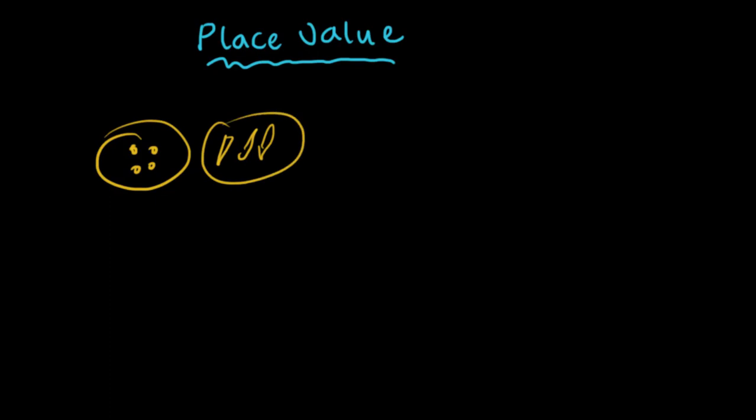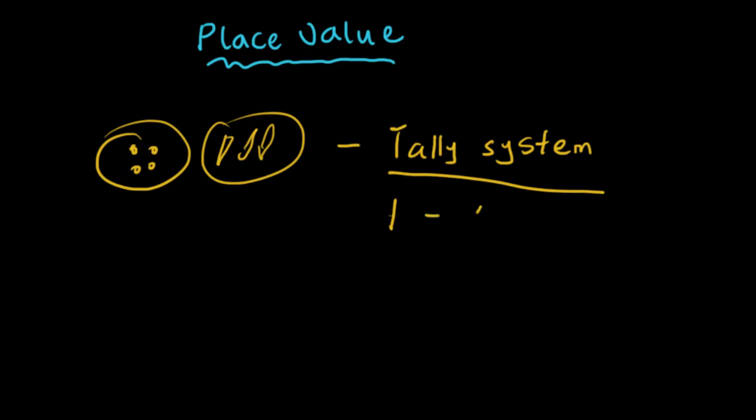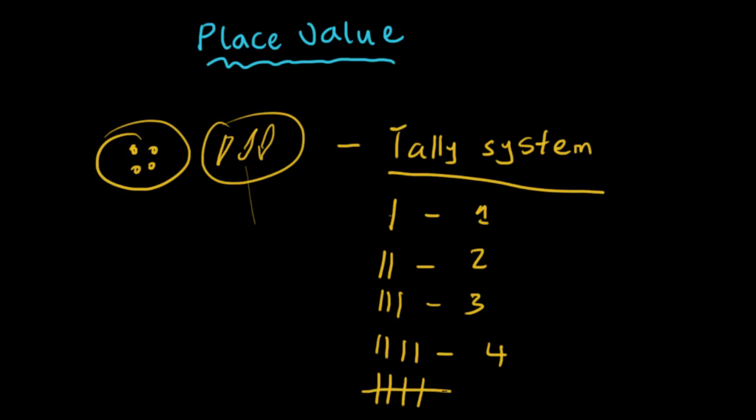Then we moved to what we call the tally system, and this was the ancient people counting on caves and rocks. In the tally system, they basically used strokes to count. For example, 1 stroke stands for 1, 2 strokes for 2, 3 strokes for 3, 4 strokes for 4, then another stroke to cross it for 5, etc.